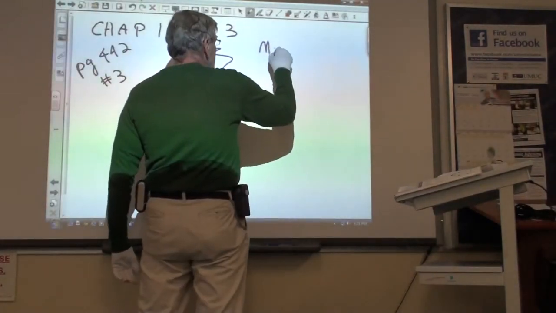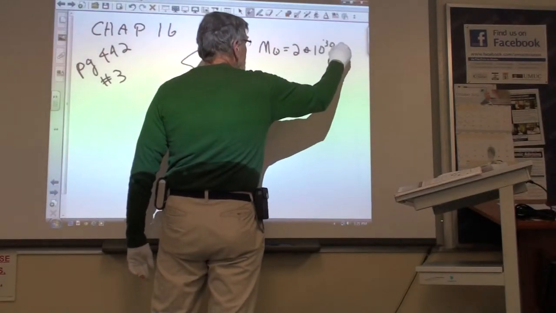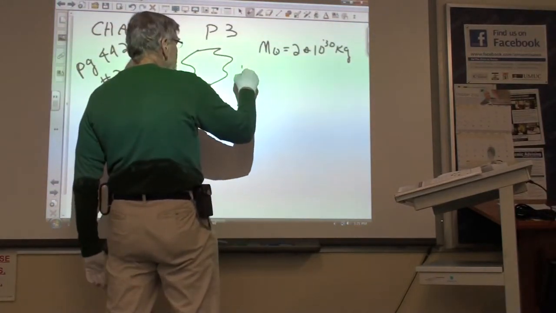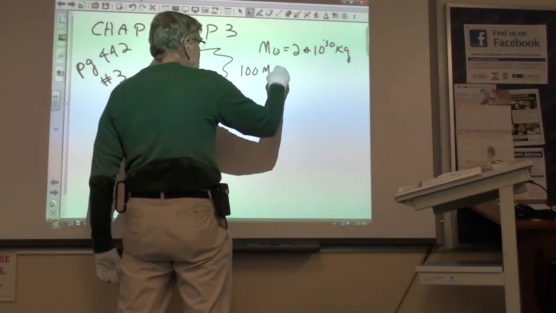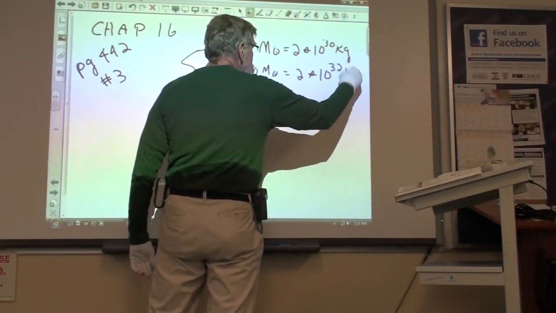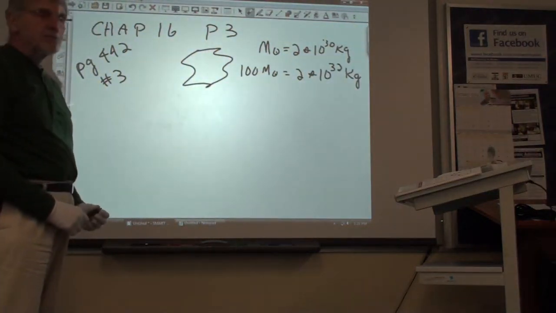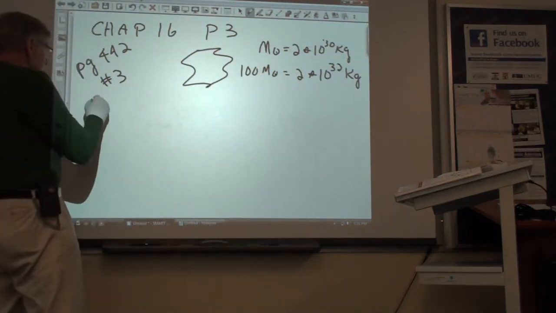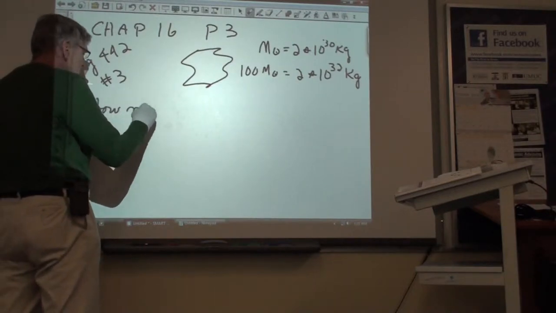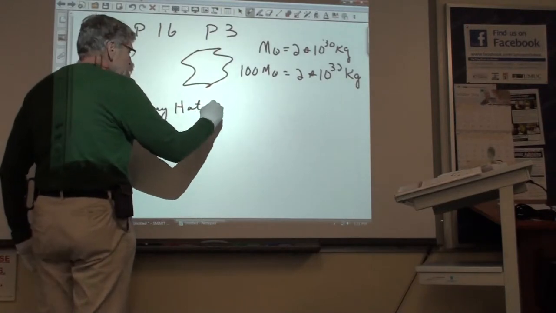Well, the mass of the sun is 2 times 10 to the 30th kilogram, and this is given as 100 solar masses, so that's equal to 2 times 10 to the 32 kilograms. So that's the amount of kilograms that's in our gas cloud. The next question is, how many hydrogen atoms are in the gas cloud?